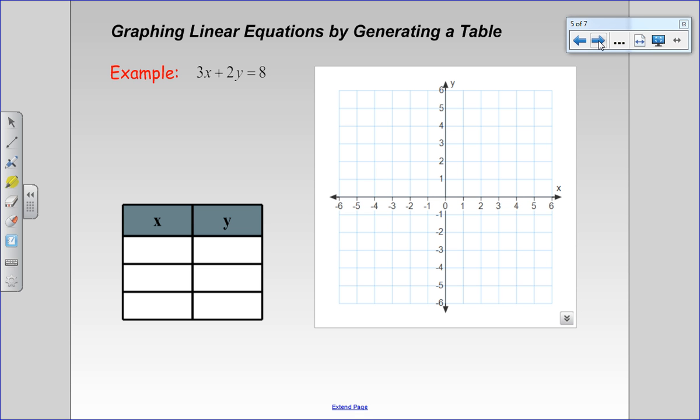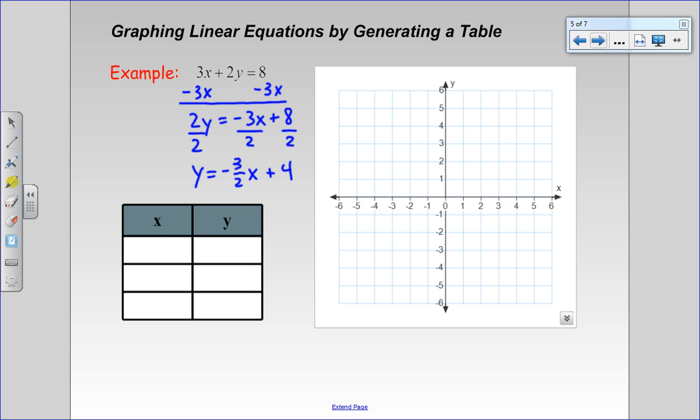First, we'll graph the equation 3x plus 2y equals 8. We'll start by isolating y in this equation. The first step is to subtract 3x from both sides, resulting in the equation 2y equals negative 3x plus 8. Next, we can divide both sides of the equation by 2, remembering as we do so to divide each term of the right-hand side by 2. This results in the equation y equals negative 3 over 2 x plus 4.